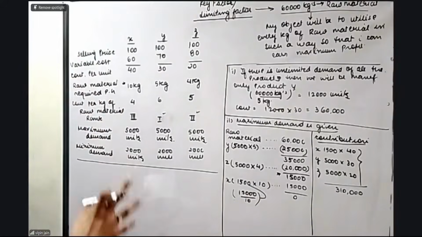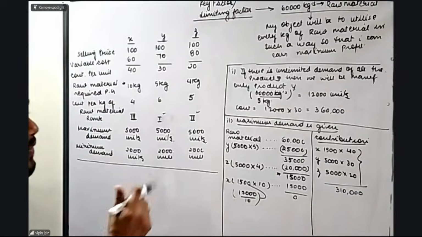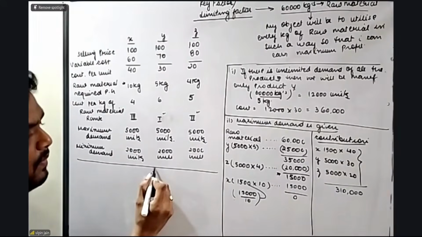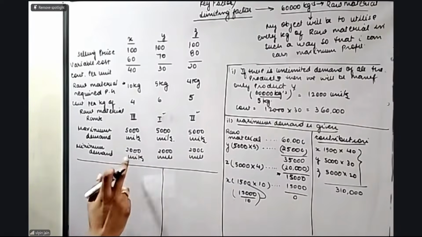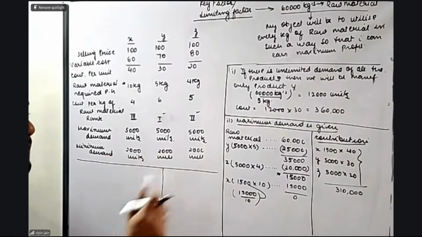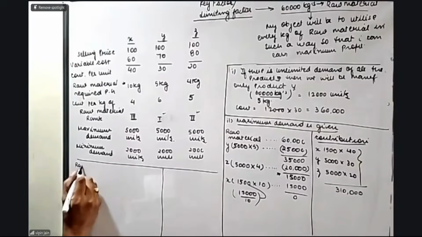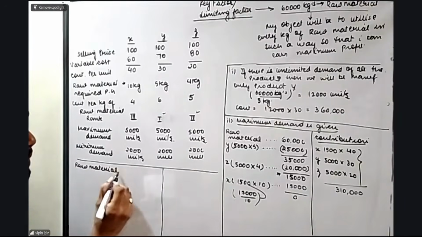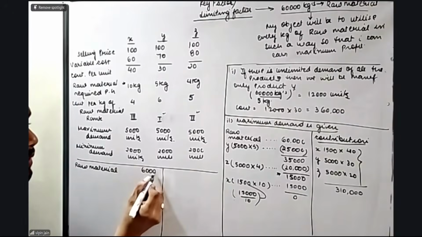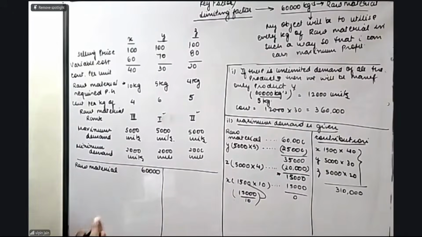So if maximum and minimum demand is given, then how to fulfill it? We will first fulfill the minimum demand. So we have raw material of 60,000 kgs. We will first fulfill the minimum demand of all the three products.